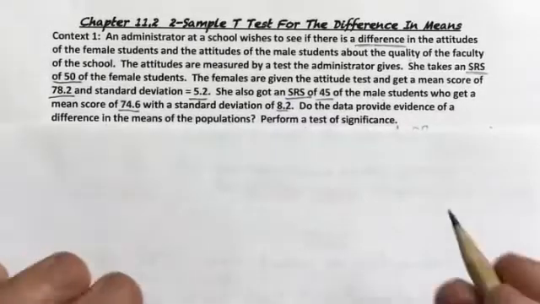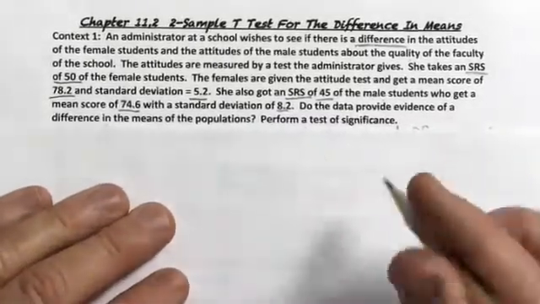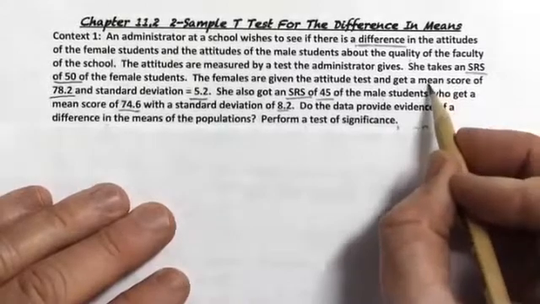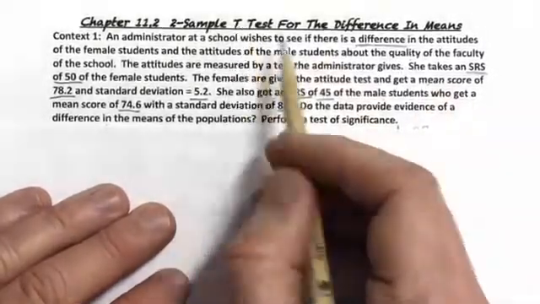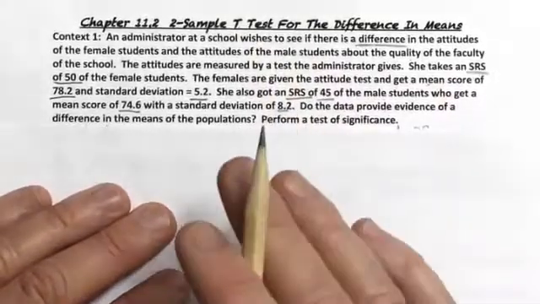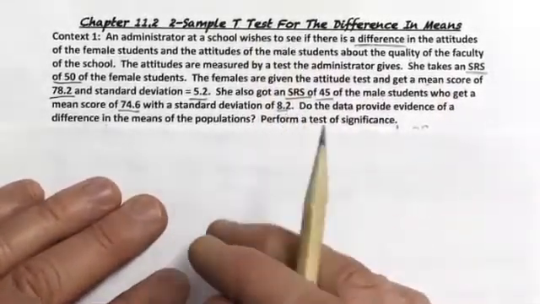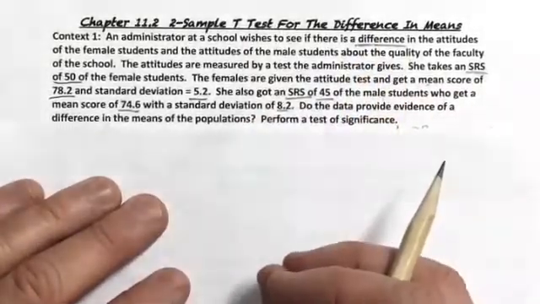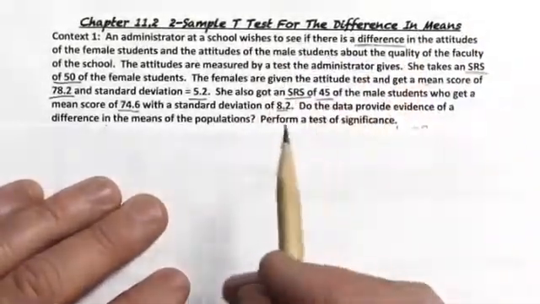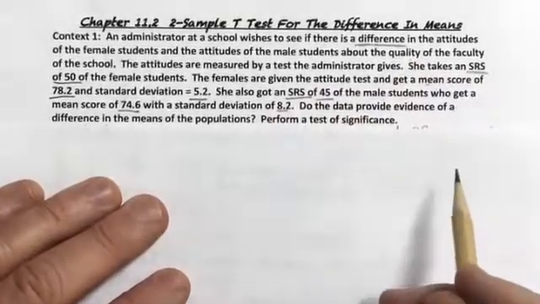Now, the first thing we should notice is that we're dealing with means here, and that means we're going to do a t procedure. And so when we're doing a test, the premise is we want to see if there's evidence that the population means are different. The mu for the females is different from the mean for the males.